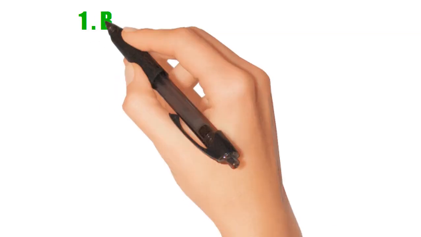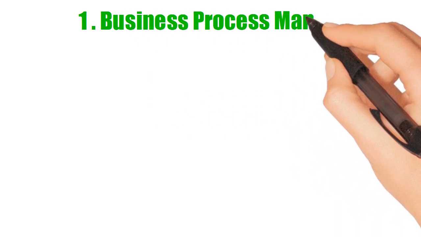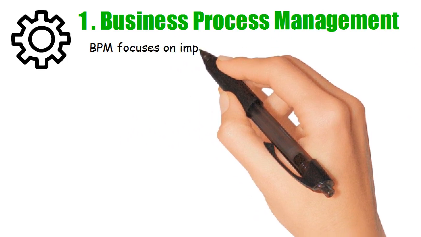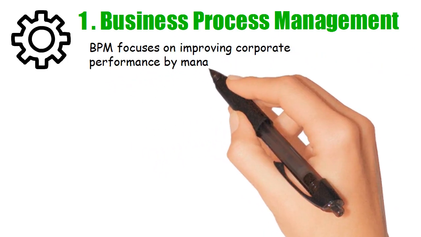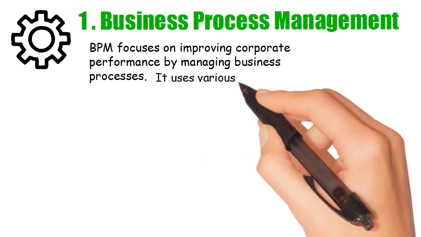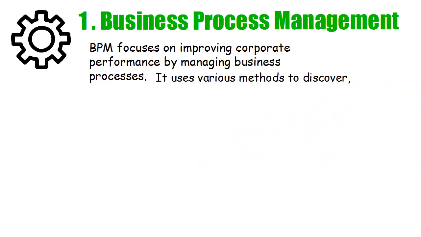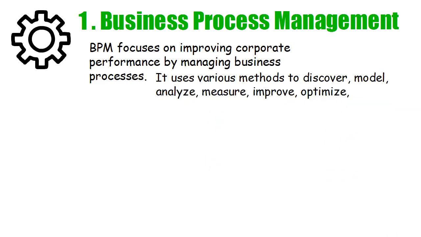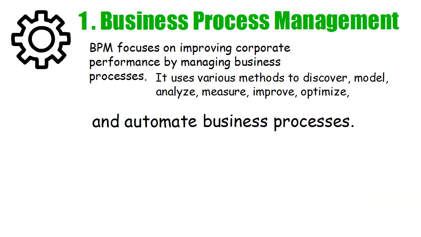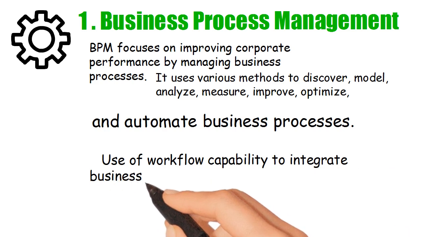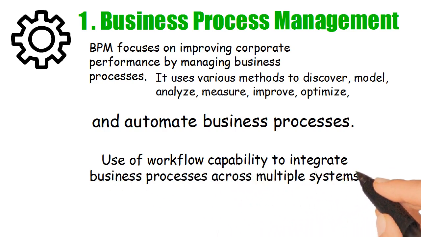Number 1. Business Process Management. BPM focuses on improving corporate performance by managing business processes. It uses various methods to discover, model, analyze, measure, improve, optimize, and automate business processes. Use of workflow capability to integrate business processes across multiple systems is a BPM method.